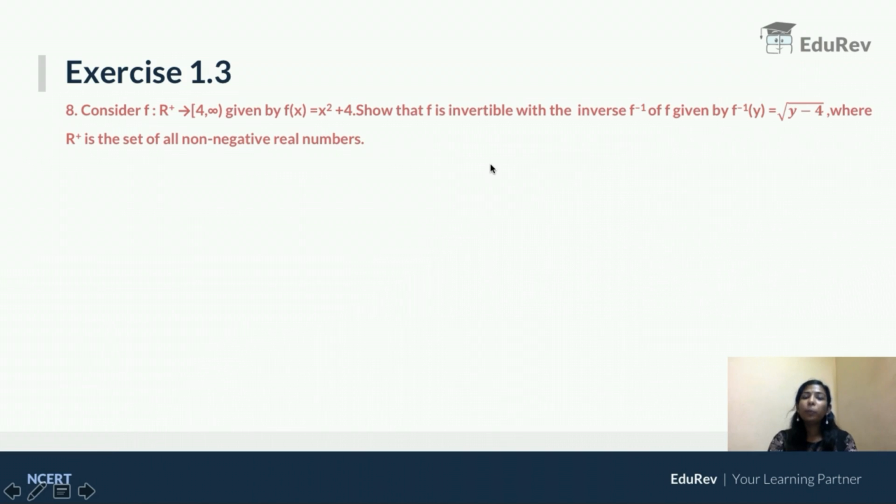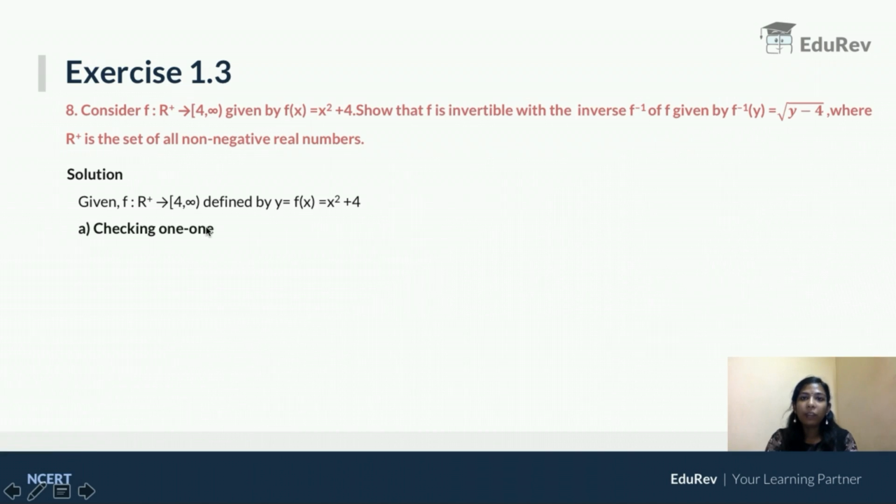First, they are asking you to prove it is invertible. That means you have to prove it is both 1, 1 and onto, and then you have to find the inverse of it. So how do you check the given function is 1, 1? If f of x1 is equal to f of x2, x1 should be equal to x2. So I am assuming that x1, x2 belongs to the positive real numbers and f of x1 is equal to f of x2. So what can I write? x1 square plus 4 should be equal to x2 square plus 4. Then x1 square is equal to x2 square.